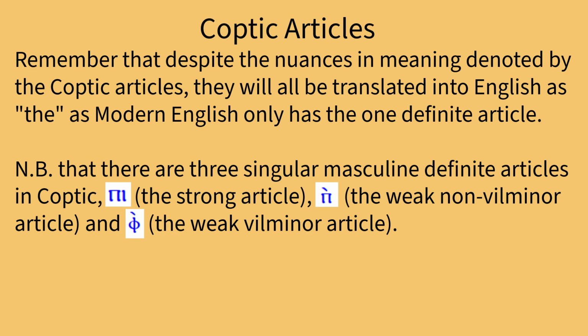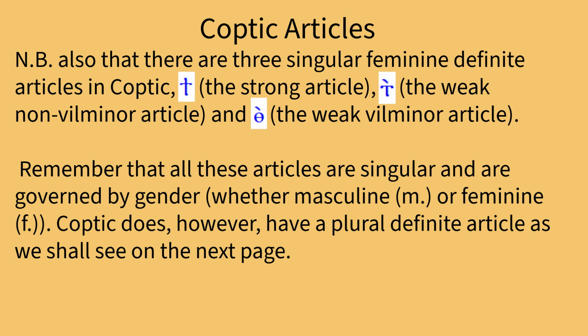Note well also that there are three singular masculine definite articles in Coptic: be, the strong article; ab, the weak non-vil minor article; and ab or af, the weak vil minor article. Note well also that there are three singular feminine definite articles in Coptic: d, the strong article; ab or ad, the weak non-vil minor article; and at, the weak vil minor article.